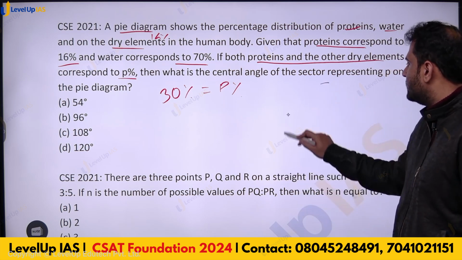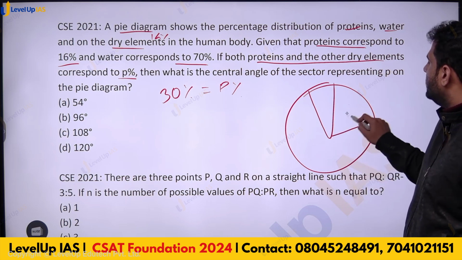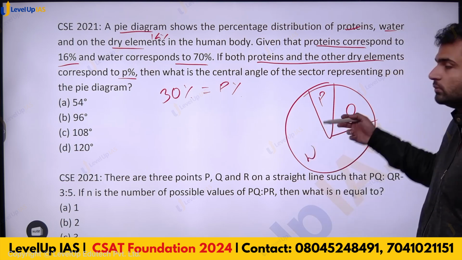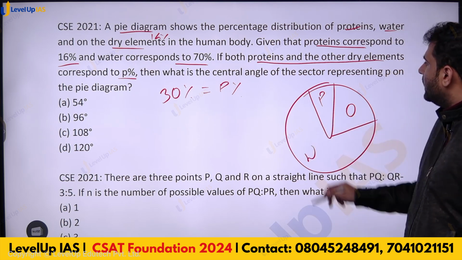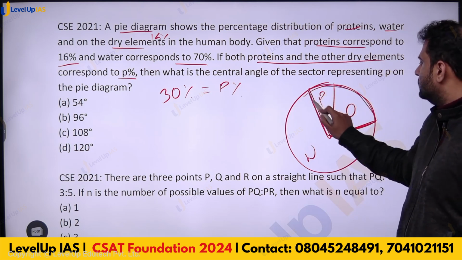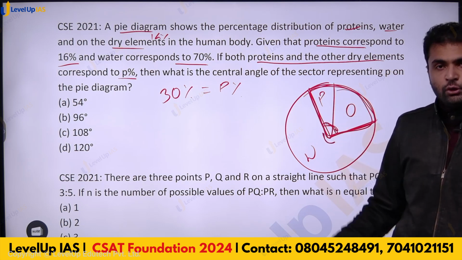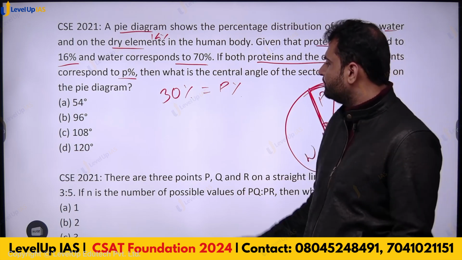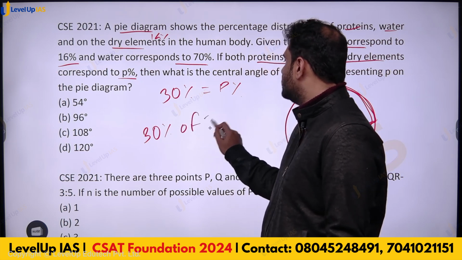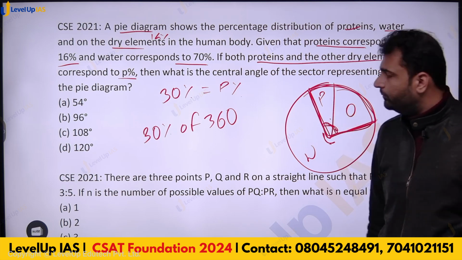On a pie chart, we have three things: proteins, other dry elements, and water. Water is 70%, that is why it will occupy most of the area. And this P is 30, these two taken together. The question is, what is this angle? This is 70%, this is 30%, and the total angle we know is 360 degrees. So the angle would be nothing but 30% of 360 degrees.